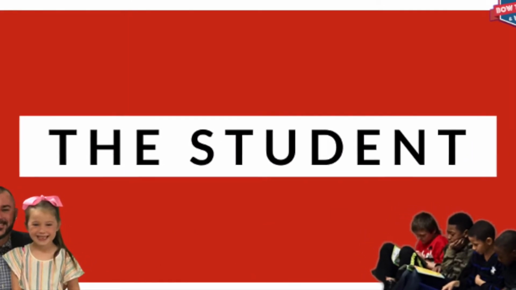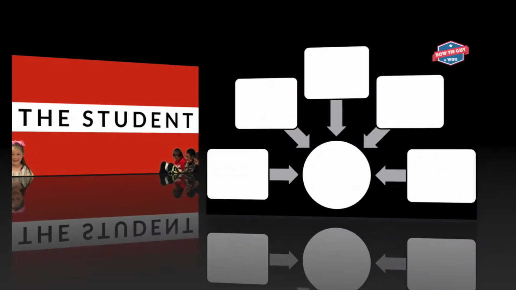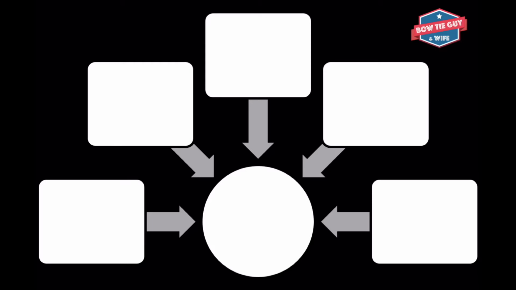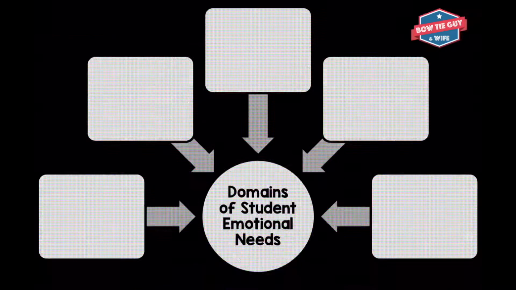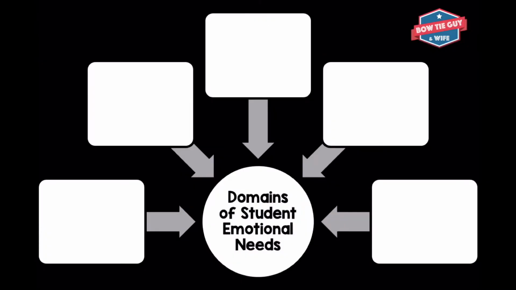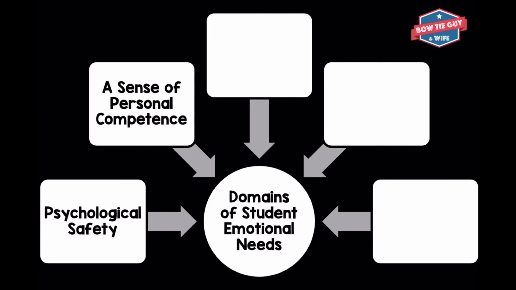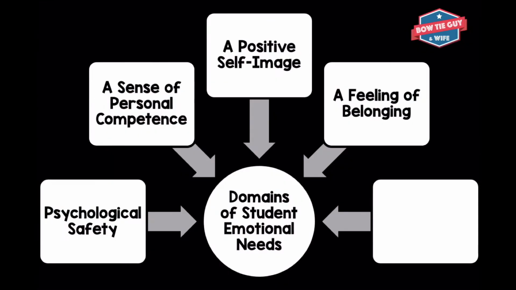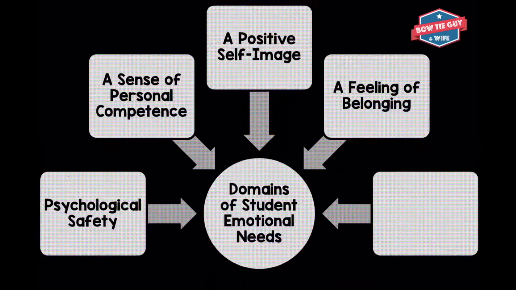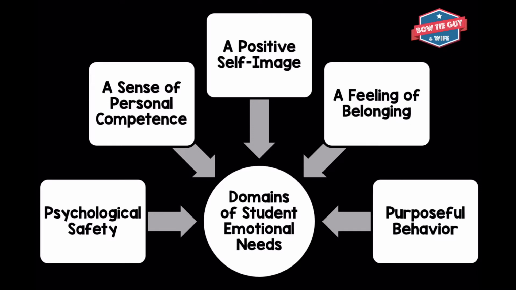Now, let's discuss the student. There are distinct domains in which students have emotional needs. They need psychological safety. They need a sense of personal competence. They need a sense of positive self-image. They need to have a feeling of collectiveness or belonging within the group. Last but not least, they need to have purposeful behavior being exhibited, at least consistently.